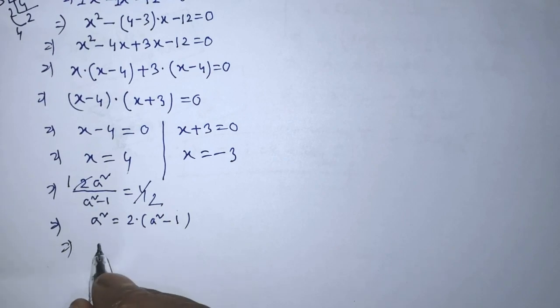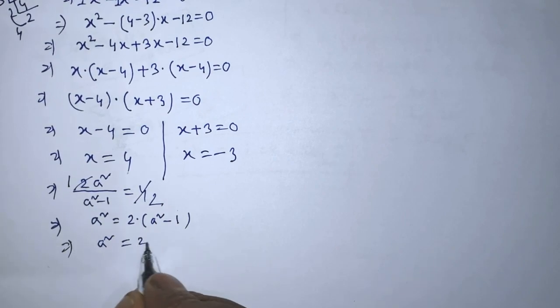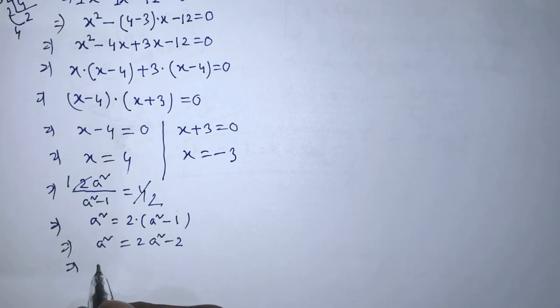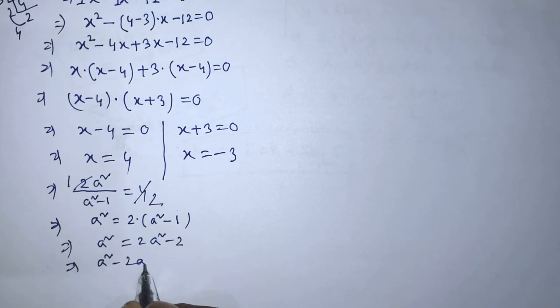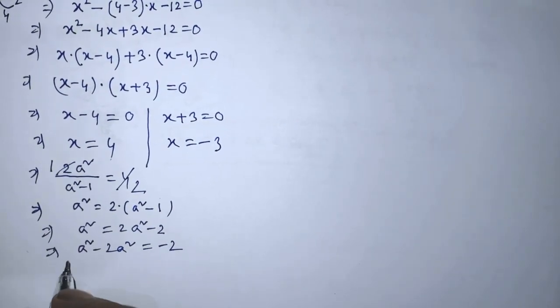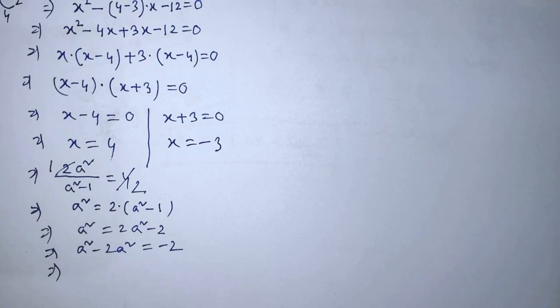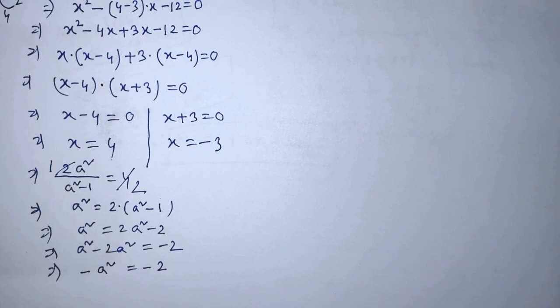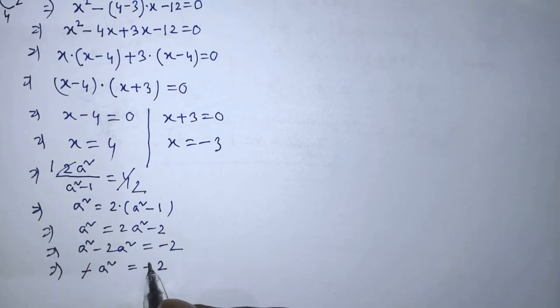So after that we can write in here a square is equal to 2a square minus 2. So student, after that we have to transpose 2a square from right hand side to left hand side. Then the left hand side will become a square minus 2a square is equal to minus 2. So student, we can write from the left hand side minus a square is equal to, on the right hand side we can write minus 2. On both sides we can cancel minus.